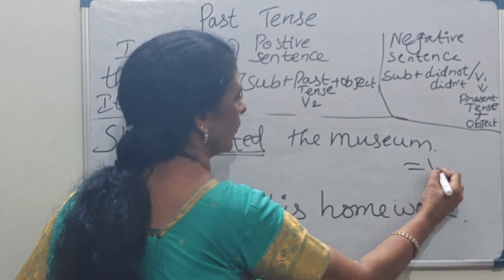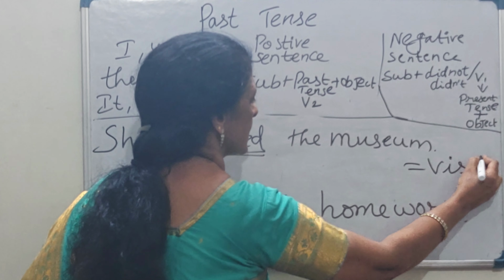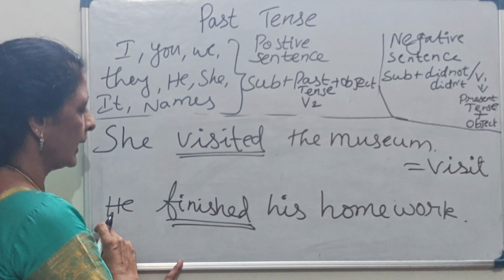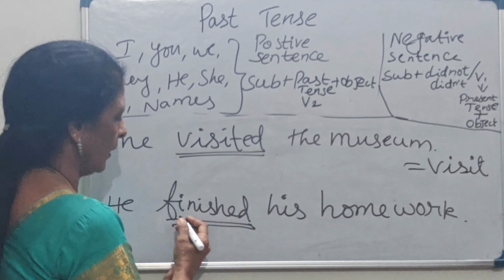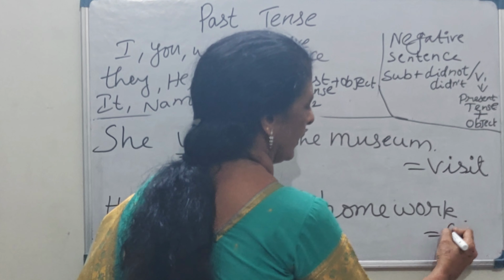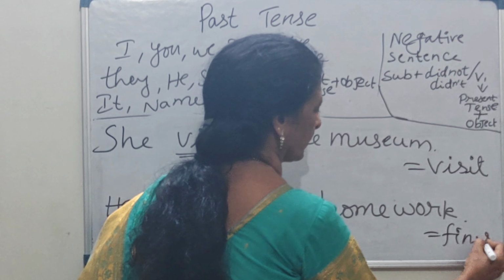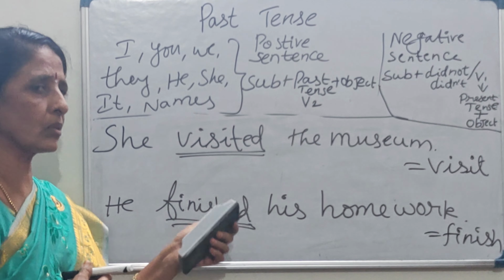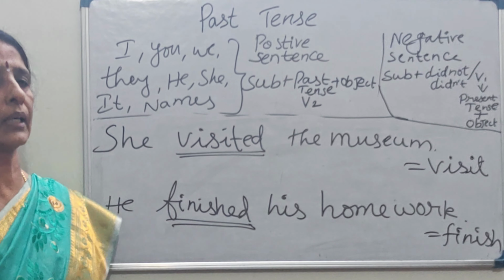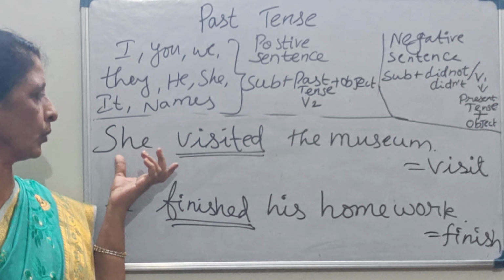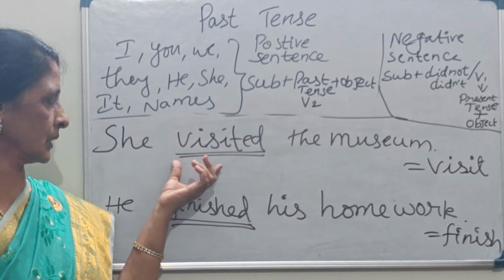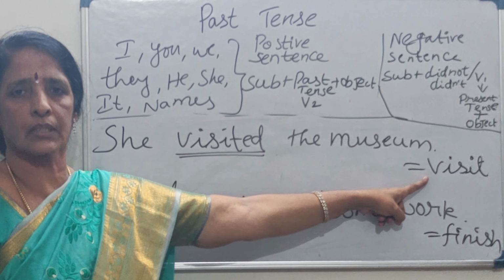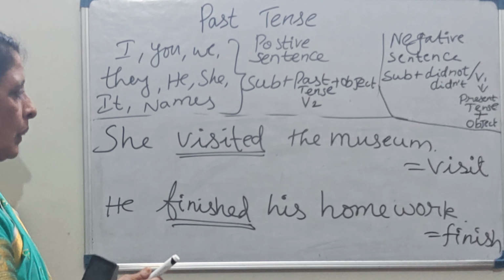Okay. Now, she visited the museum. Here the verb in present tense is visit. This one is past tense. Here, he finished his homework. Finish is the verb here. Now if you want to say a negative sentence, suppose she didn't go to the museum, how will you say it? She didn't visit the museum.